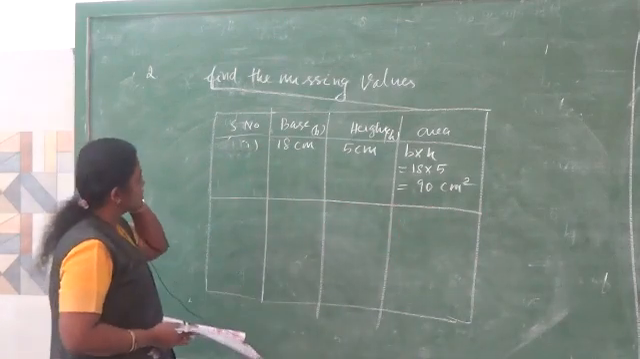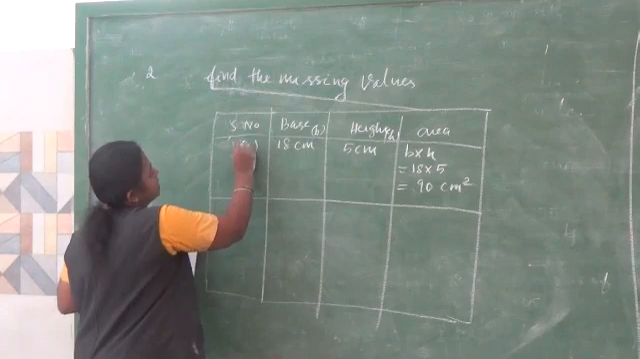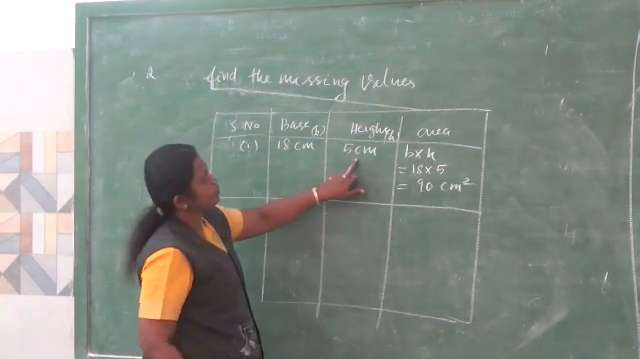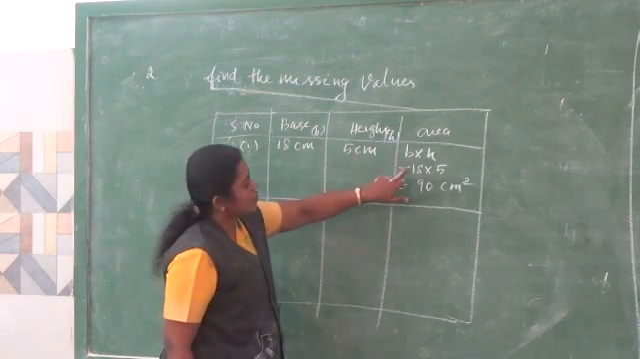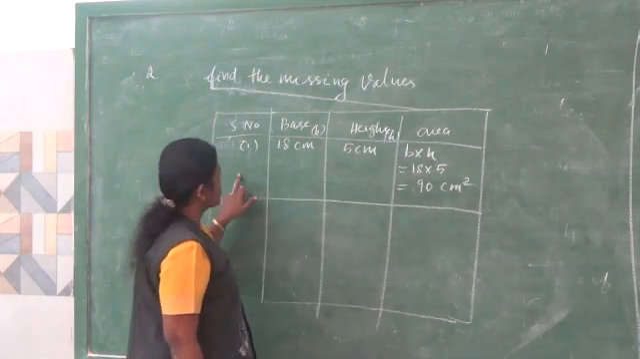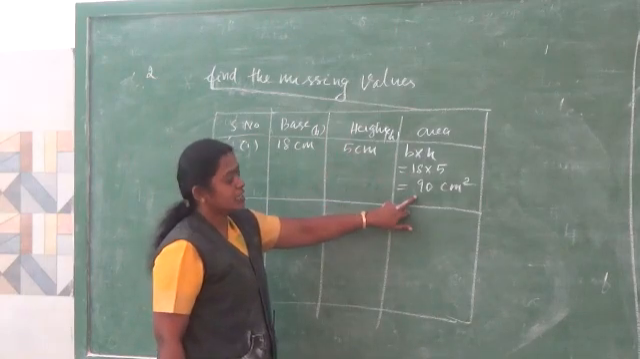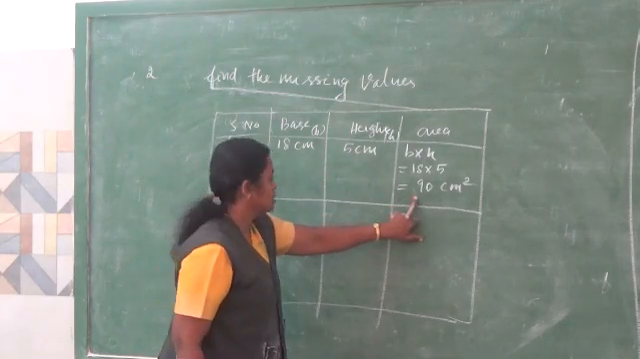Once again I will tell, listen. The first option, base is given to you 18 centimeter and height is given to you 5 centimeter. Area formula is B into H. If you substitute the values of B and H in this formula, you get 90 centimeter square.